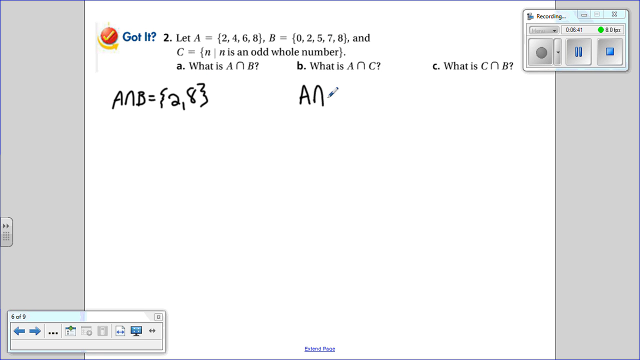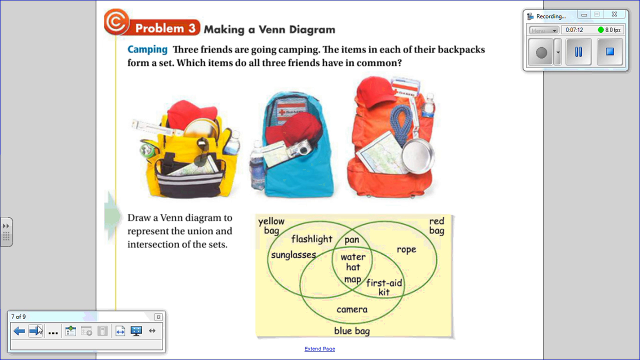The intersection of A and C: what numbers do A and C have in common? What odd whole numbers are in A? The answer is none of them. So that's an empty set. And then the intersection of C and B is what odd whole numbers are in set B. 2, no. 5, yes. 7, yes. 8, no. So we're looking at just 5 and 7. Okay.